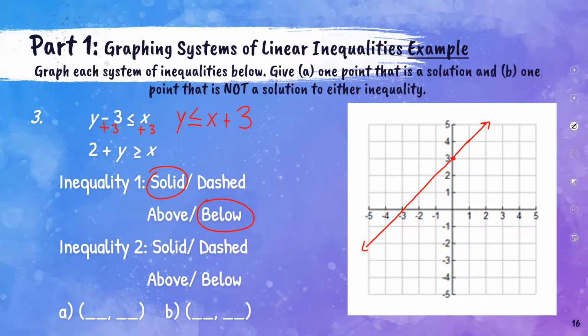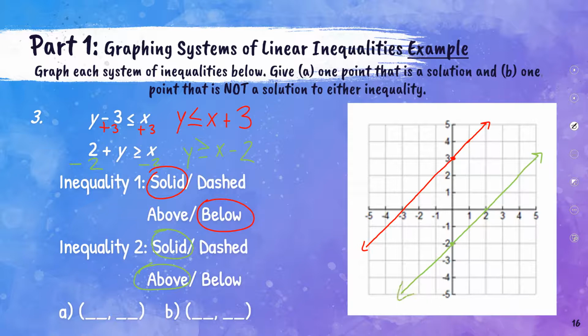Let's look at our second linear inequality. I want to isolate my y variable, so I'm going to subtract 2 from both sides to get that y is greater than or equal to x minus 2. So my green line is going to be solid, and because it's greater than or equal to, I'm going to shade above. So I'm starting at -2. I have a positive 1 slope. I have a solid line.